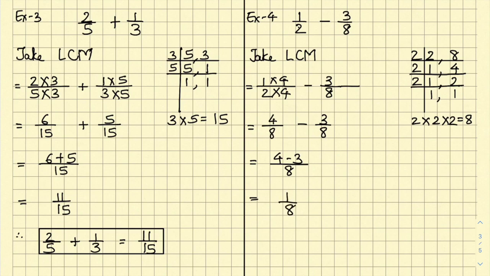We directly subtracted the numerators because the denominators are the same. They are like fractions. So therefore, 1 over 2 minus 3 over 8 is equal to 1 over 8. So when the denominators are different, we need to make them the same by taking the LCM.